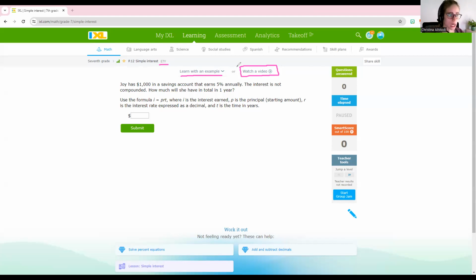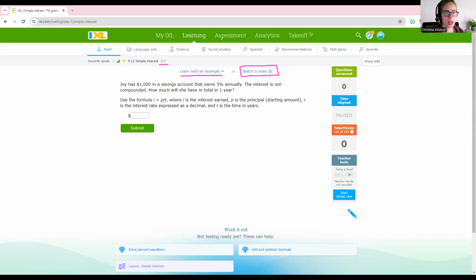Joy has $1,000 in a savings account that earns 5% annually. The interest is not compounded. That's telling us we're using the simple interest formula because there's two types of interest formula, simple and compound, and we're only going to be working with simple this year. How much will she have in total in 1 year?